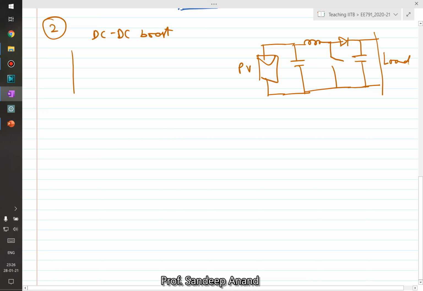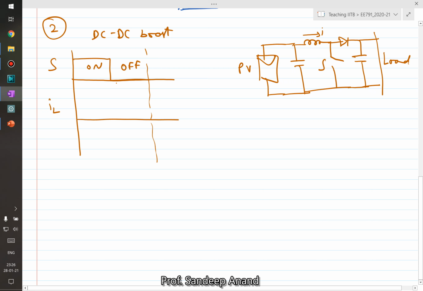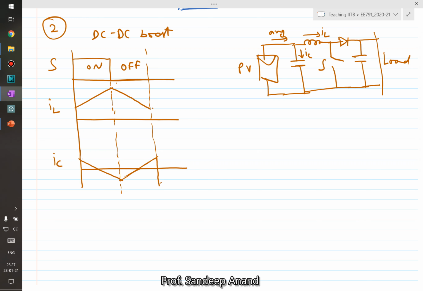If I draw the waveforms for this boost converter, this switch S closes for some duration and then remains off for some duration. If I draw the inductor current IL, let me assume it's continuous conduction mode. During the switch on operation, the inductor current rises, and during off it falls. What about the capacitor current? Let's assume that the panel provides the average current, and therefore all the ripple flows through the capacitor. So this is going to be IC, which is equal to the ripple component in the inductor current.